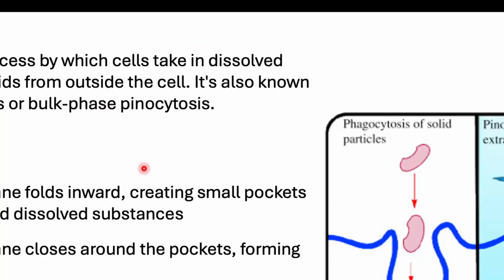Pinocytosis is a process by which cells take in dissolved substances and fluids from outside the cell. It is also known as fluid endocytosis or cell drinking. In slang terms, it is called cell drinking. The cell is drinking something. How does it happen? The cell membrane folds inward, creating small pockets that trap fluid and dissolved substances, like this. You see? These are the solutes, small substances. The cell membrane is folding. The cell membrane closes around the pockets, forming vesicles known as pinosomes. The vesicles fuse with lysosomes, where digestive enzymes break down the molecules.